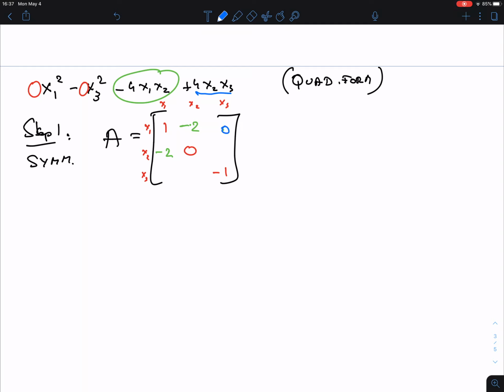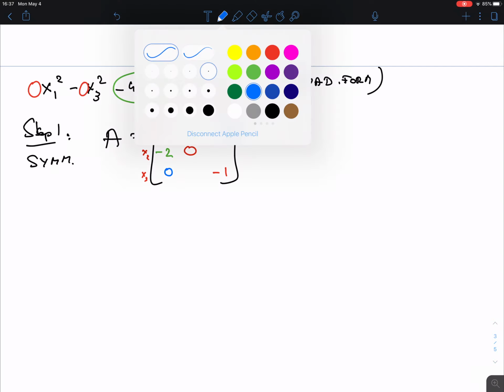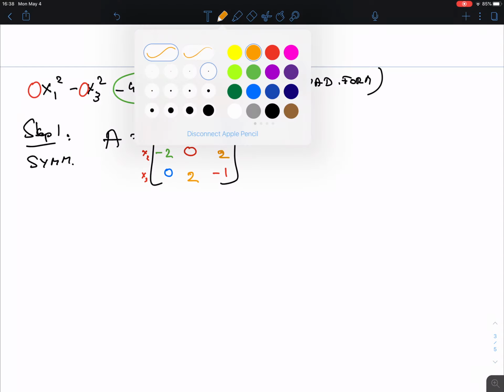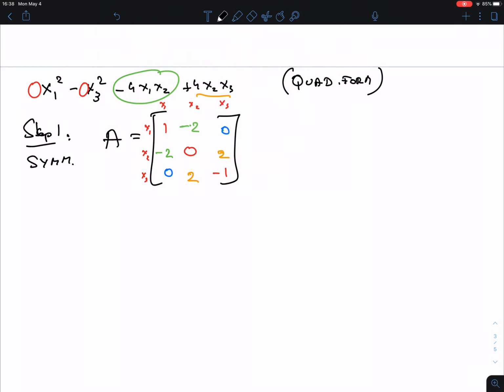It's not there, so it's 0, right? So I should not have used this as blue. Okay, this is not the blue term. So let's make that the orange term. Where does this one go? Well, that's this position or that position. Again, evenly distribute 2 and 2. So that's our symmetric matrix. And it has to be symmetric, otherwise we did something wrong. Okay. I hope everybody understands. The main issue is that you have to divide the coefficients of these cross terms by 2.